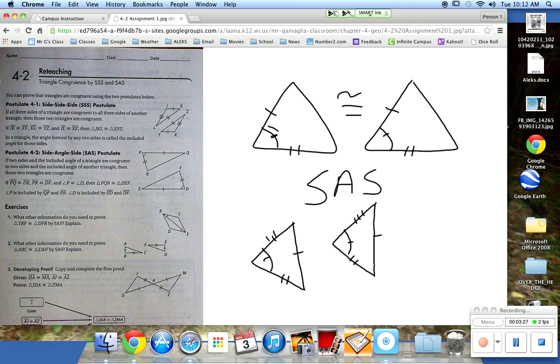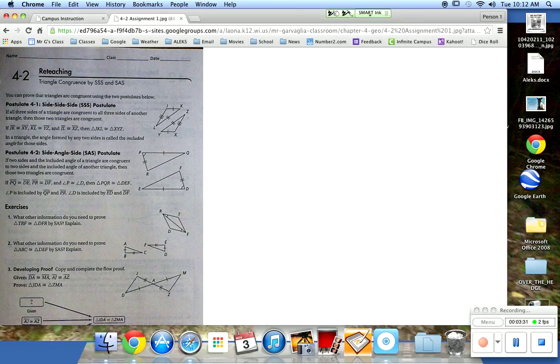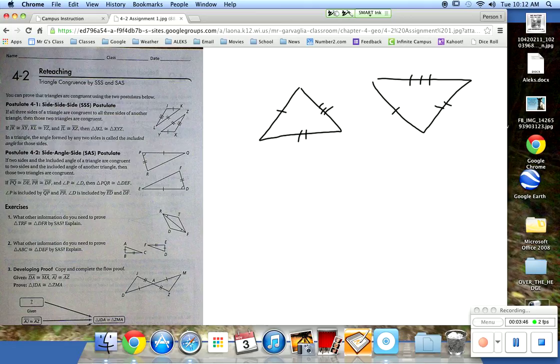It's the same thing with side, side, side. If we were going to look at side, side, side, I don't care what shape or what direction it is. If this side equals this side, and this side equals this side, and this side equals this side, they have to be the same triangles. They are congruent. All right? Those are the two postulates we're going to start off with.